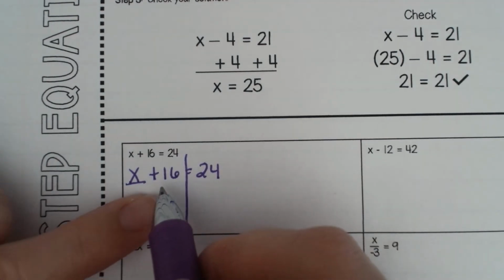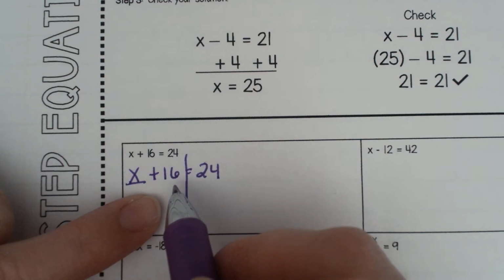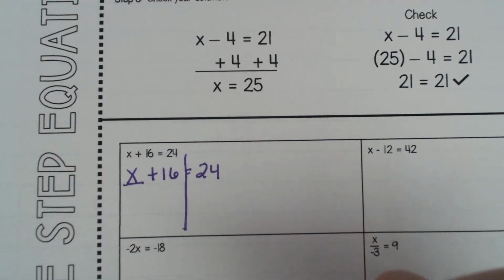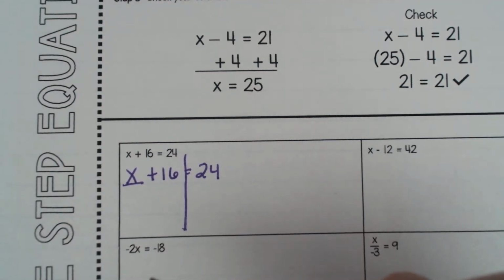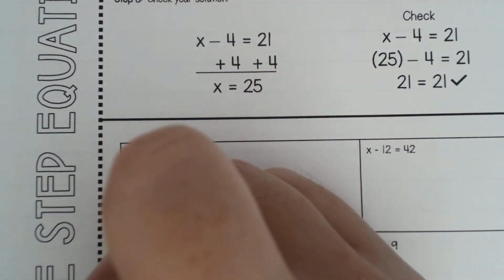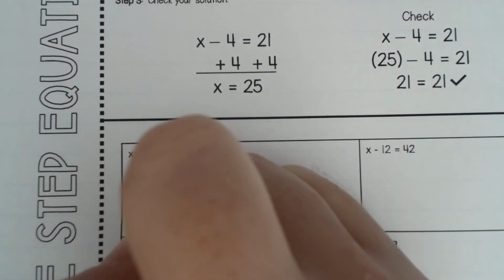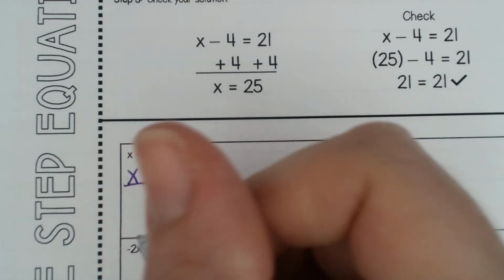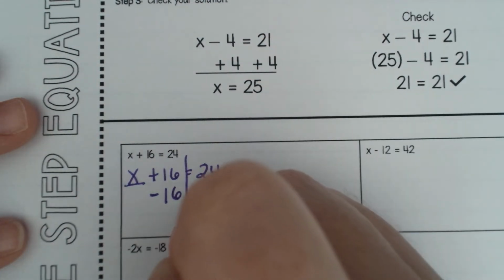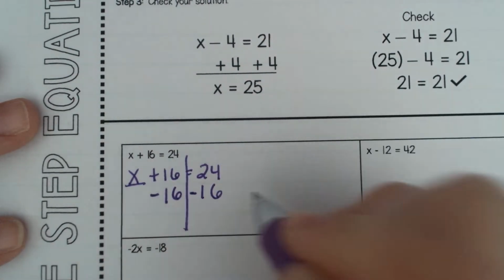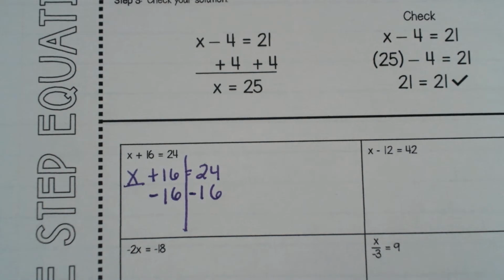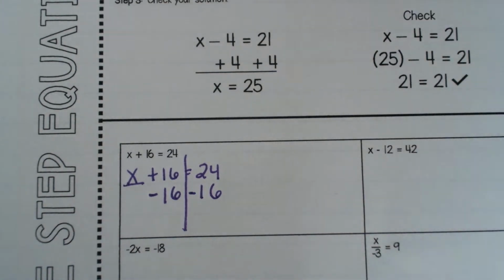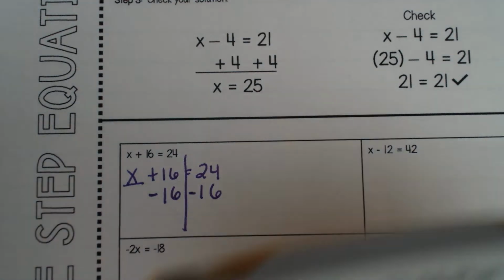So right now, x has a plus 16 attached to it. We need to do the inverse operation. The opposite of plus is minus. So we're going to subtract 16. And then whatever we do in this room, we have to do in this room. So we are going to subtract 16 in this room also. So now you're just going to use your calculator and do 24 minus 16.